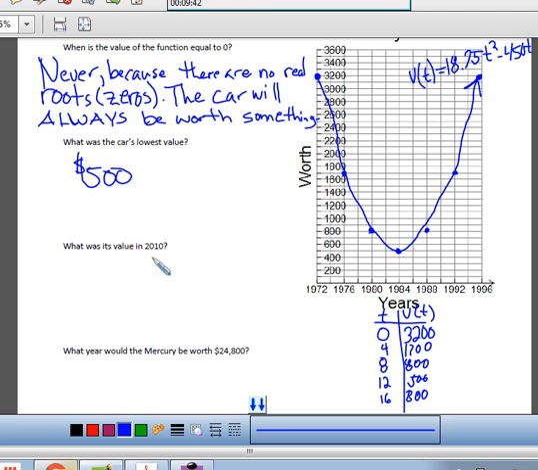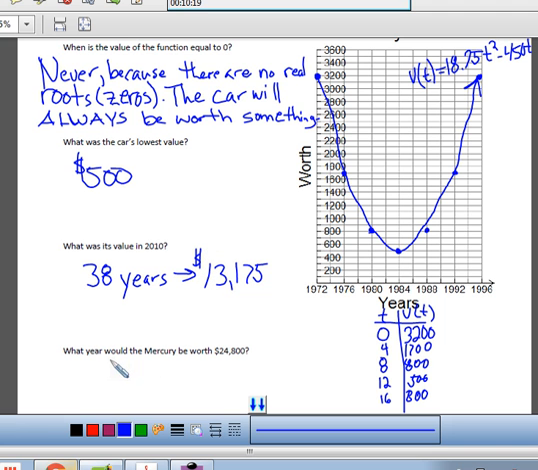What is the value in 2010? Now this you would need the table for in your calculator, or maybe you can plug in how many years that is, which is 38 years. And if you plug 38 in for t, you'll find that the answer is $13,175. So it's worth much more than it was originally.